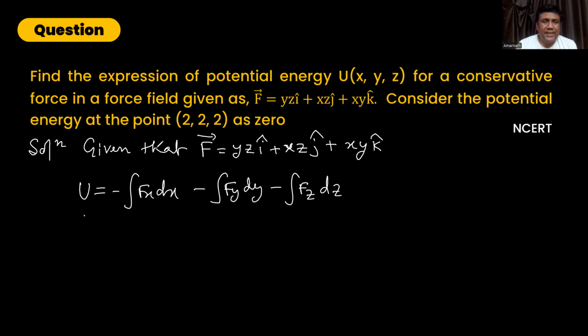But remember, this time what they are saying, this is also integration. So when the point is 2, 2, 2, say x lower limit is 2, y lower limit is 2, z lower limit also 2, then the potential energy they are saying should be 2. And when it is z, y, x, then the potential energy is u. It means the upper limit here will be u.